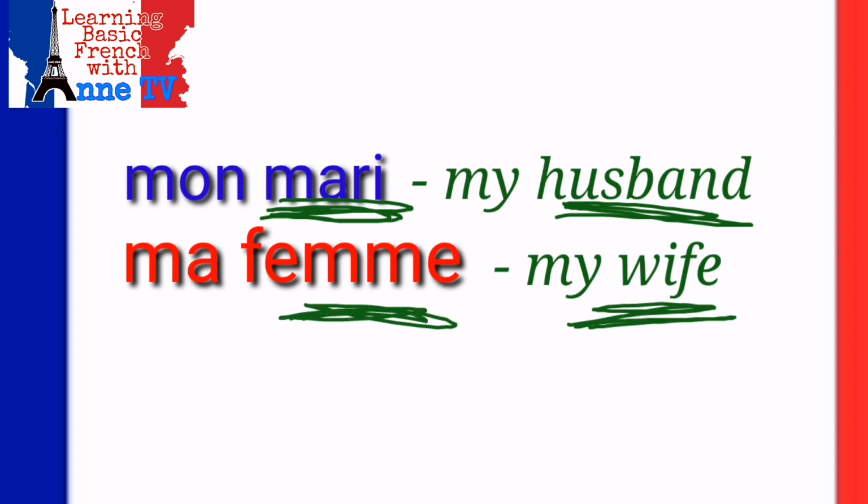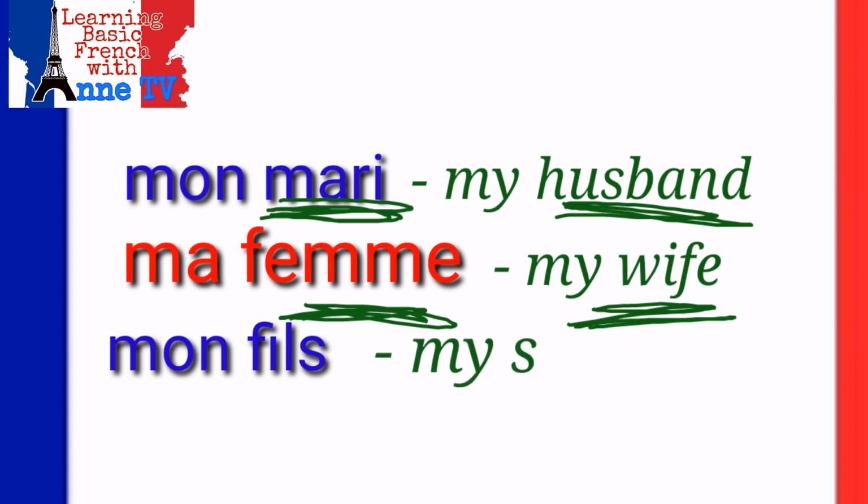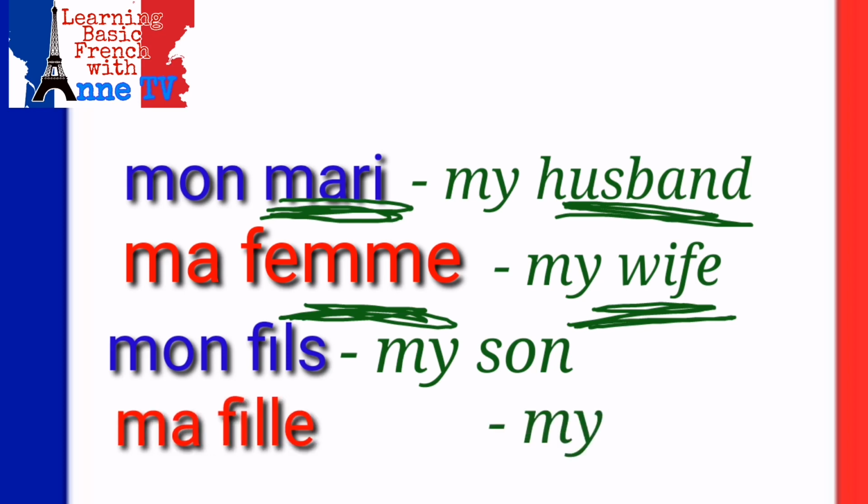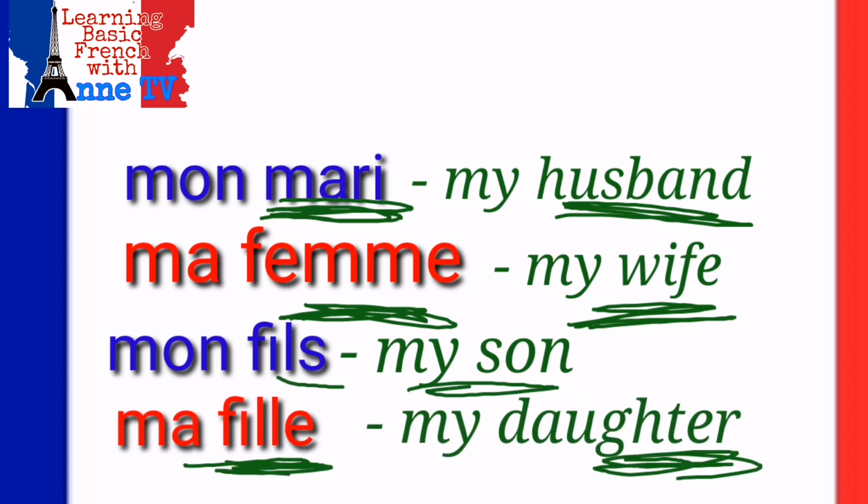Another couple of words to learn in this lesson is son and daughter. Son is fils. So my son therefore is mon fils. And the word for daughter is very similar to fils. It's fille. When you talk about your daughter, it would be ma fille, and my son is mon fils.